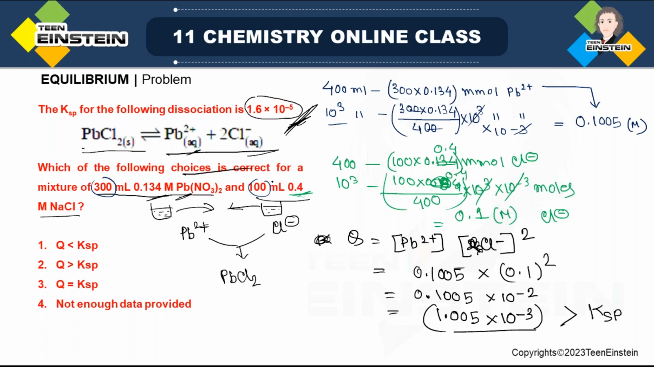It is asking which of the following choices is correct. And here we have these three conditions, whether Q is greater than, or less than, or whether it is equal. And the fourth option is not enough data, but we have enough data. And the second option should be the correct option, because whatever ionic product we are getting is actually greater than Ksp. Fine.